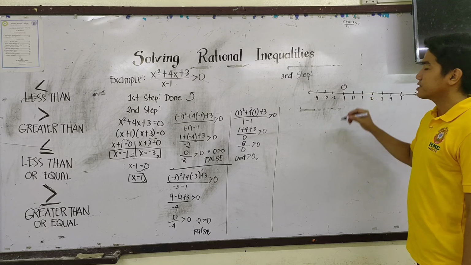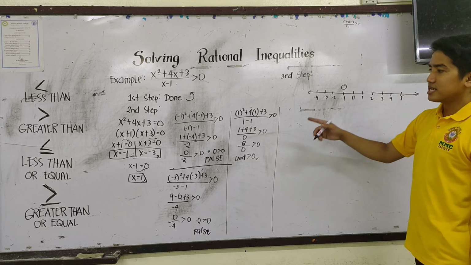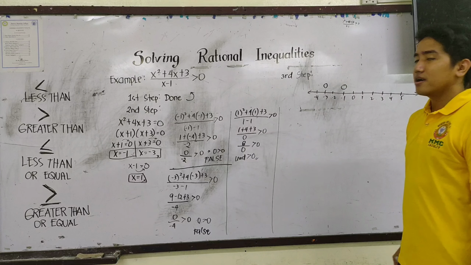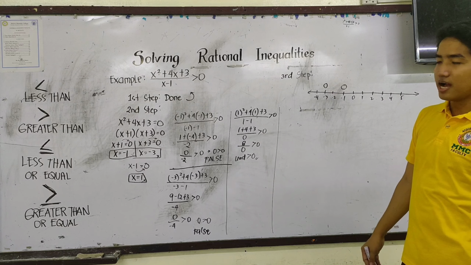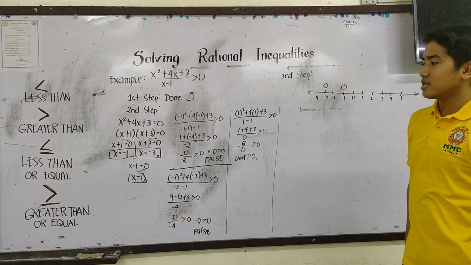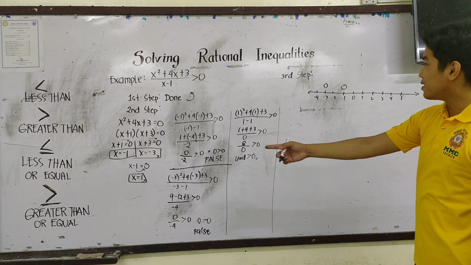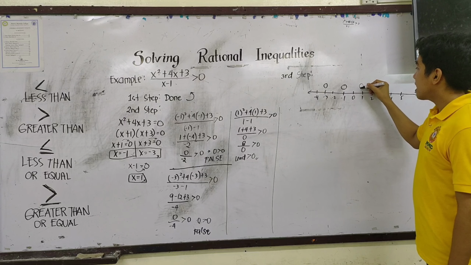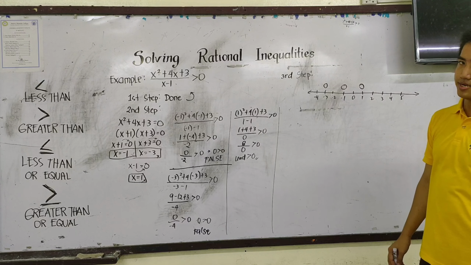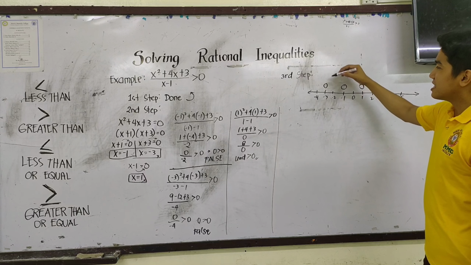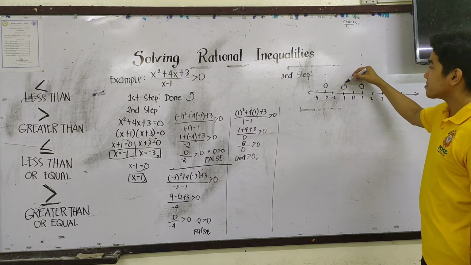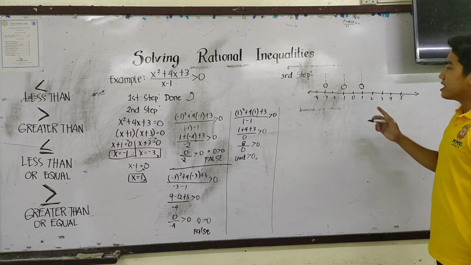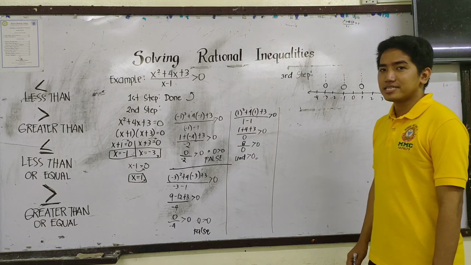Unshaded circle or open circle. Okay? Next, si negative 3 naman. Si negative 3, hindi rin siya part ng solution. So lalagyan din natin siya ng unshaded circle or open circle. Okay? Si positive 1 naman, hindi rin siya part ng ating solution. So it is also an unshaded circle or open circle. Okay? Next, lagyan natin sila ng bakod. Then, after that, kukuha tayo ng test values.